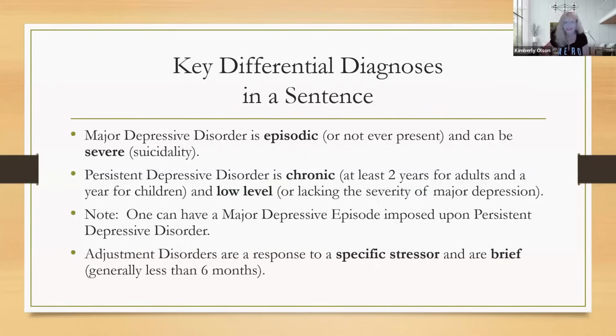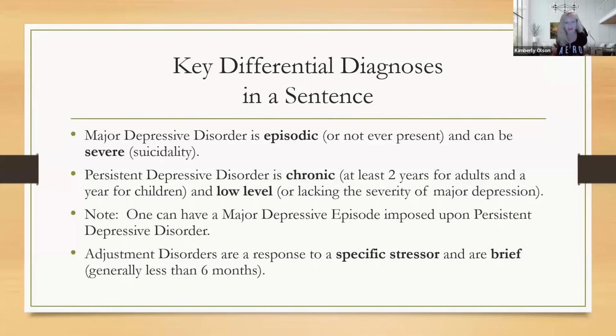Persistent depressive disorder is chronic. So at least two years for adults and a year for the babies, and low level or lacking the severity of major depression. So again, we don't see the word suicidal in persistent depressive disorder. Know that one can have a major depressive episode imposed on persistent depressive disorder, which is really kind of sad. So we can have somebody who is depressed or really melancholy, right? With that chronic low level thing. And then, oh my goodness, they're suicidal and in the basement.